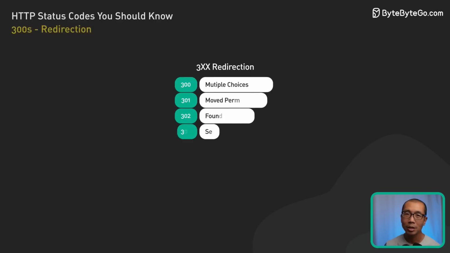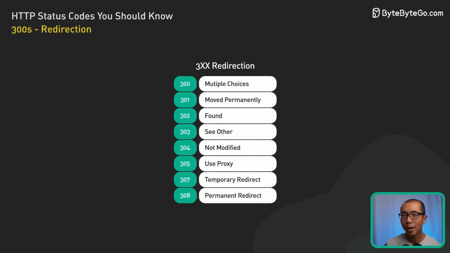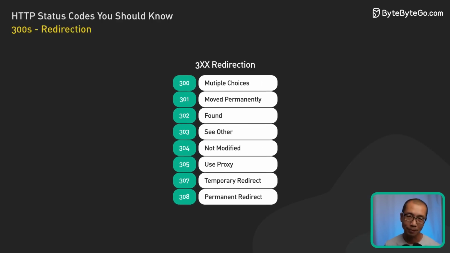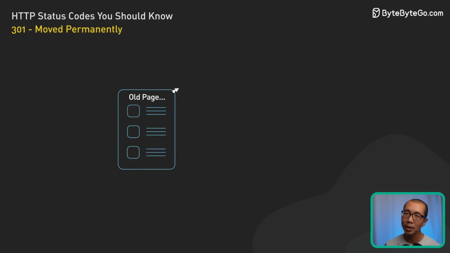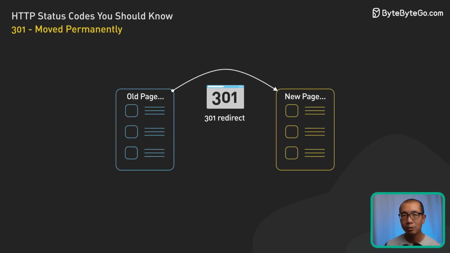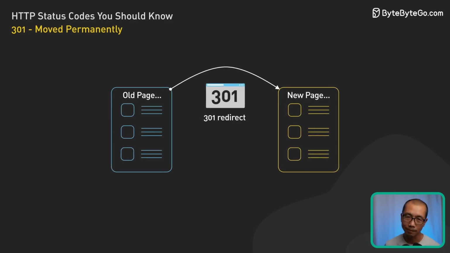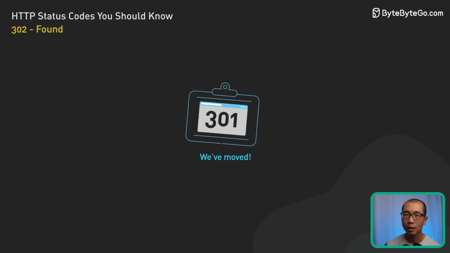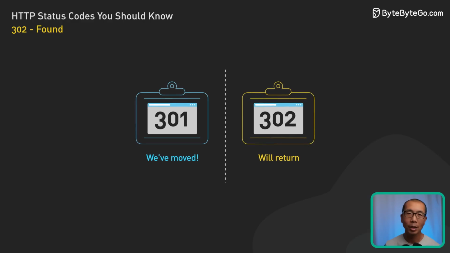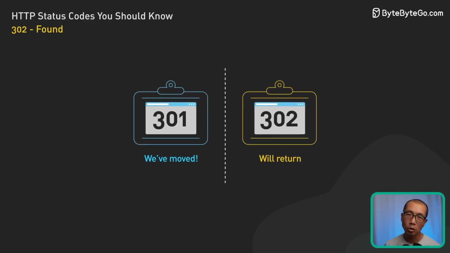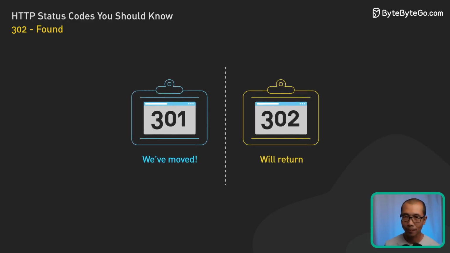The 300s are redirection codes. That's the web's helpful traffic controllers. 301 Moved Permanently is a forwarding address with the Location header pointing to the new permanent URL. 302 Found is temporary. It points to a new location, but the original URL still works.